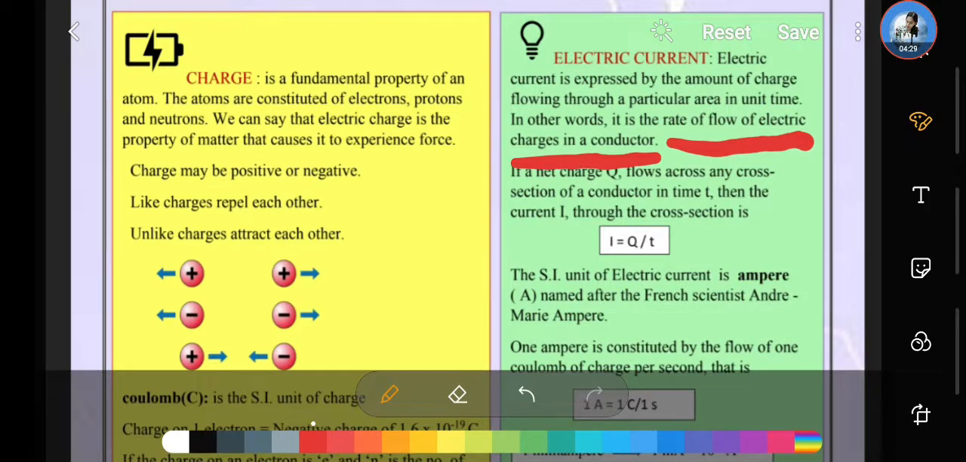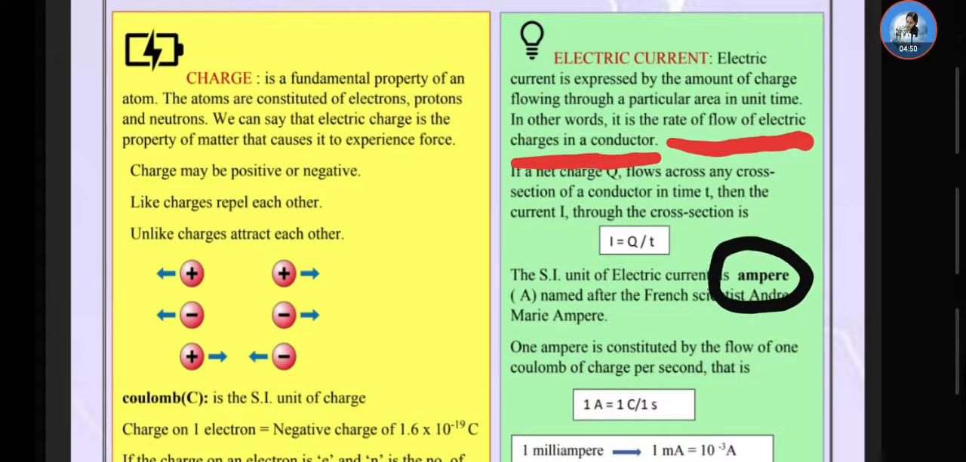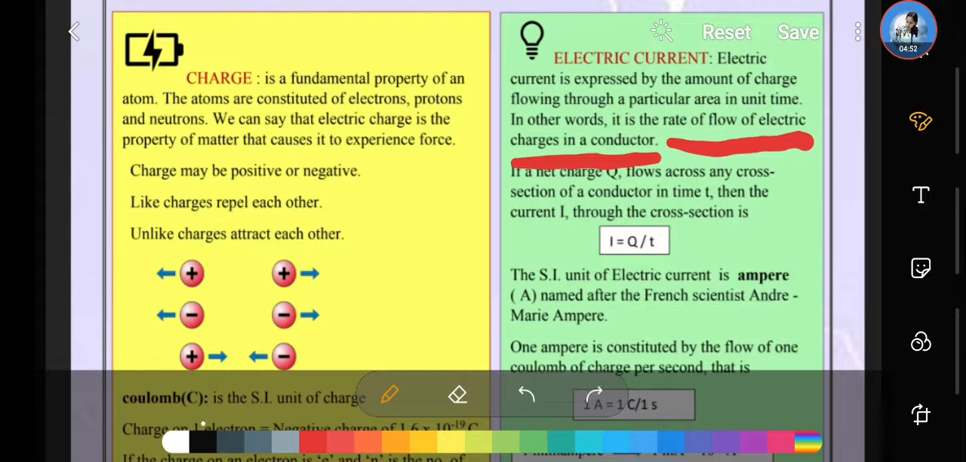How much charge flows through a conductor in a given time? Suppose 1 coulomb of charge flows through a conductor wire in 1 second. It means charge per unit time. That is the amount of current, 1 ampere. What is the SI unit of current, students? Ampere.